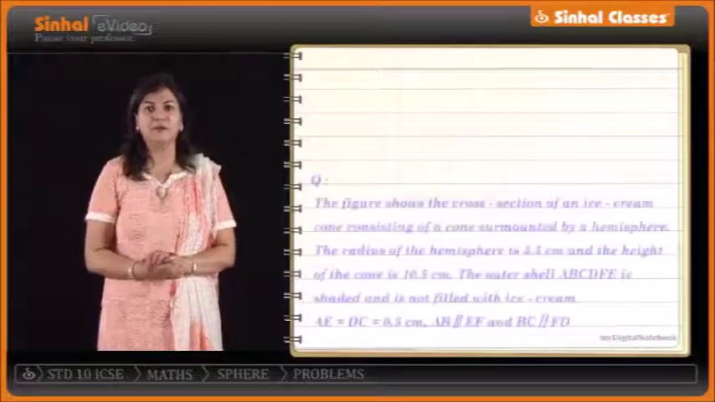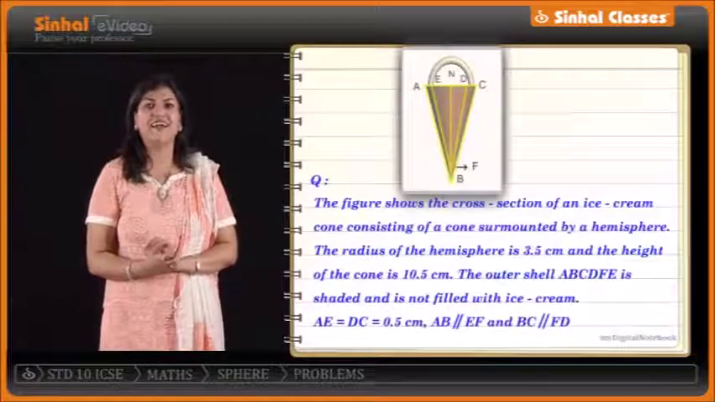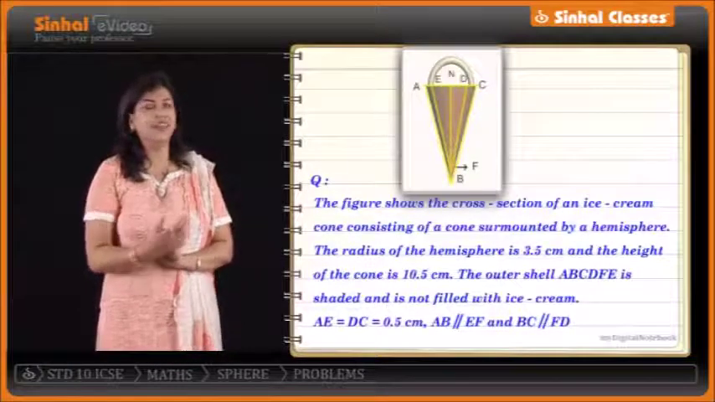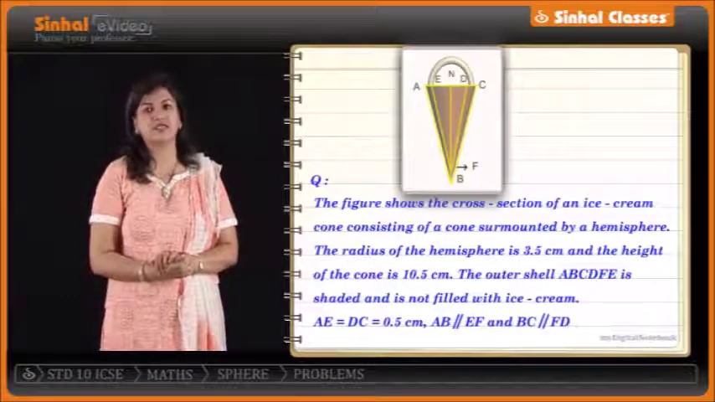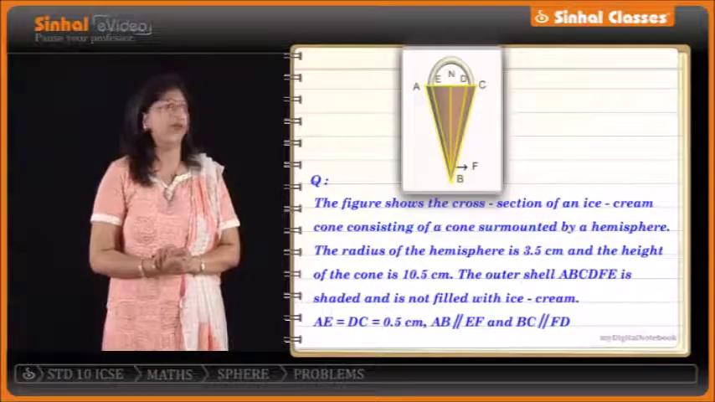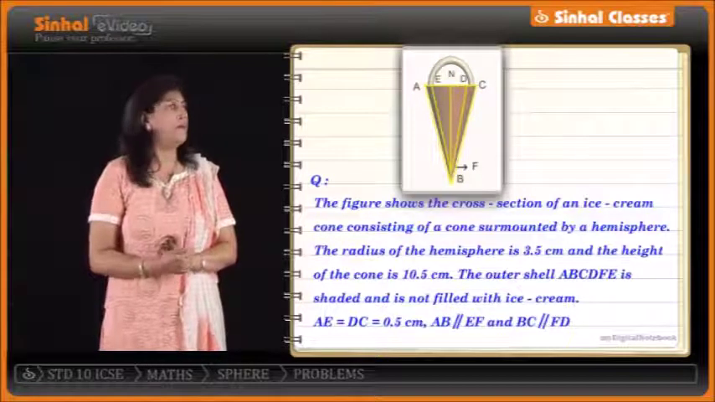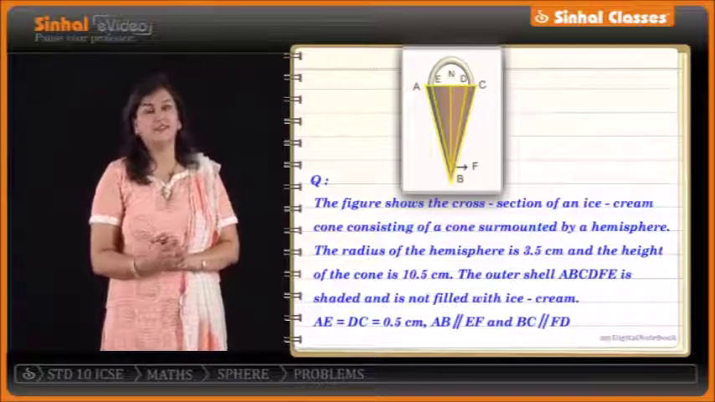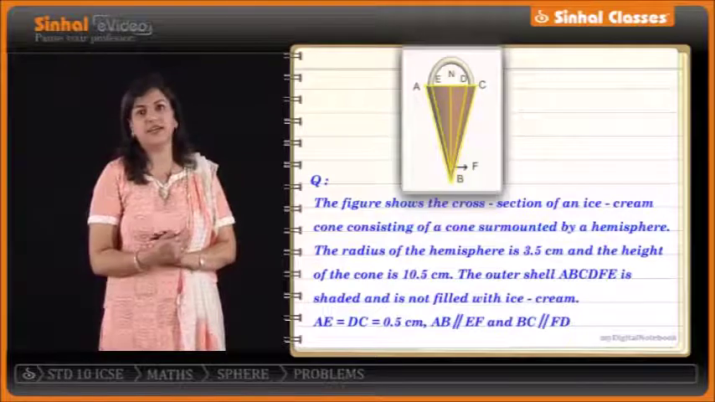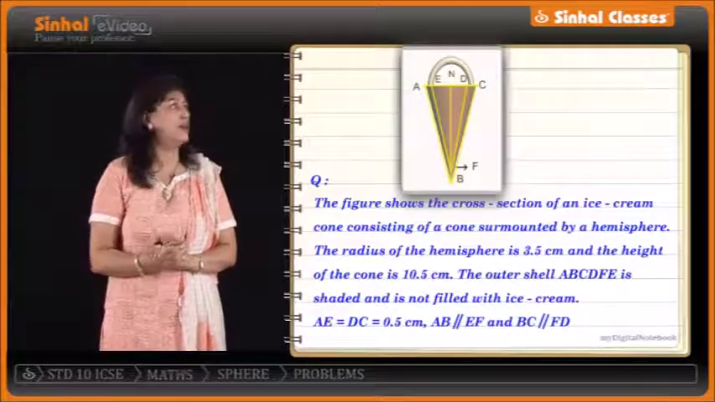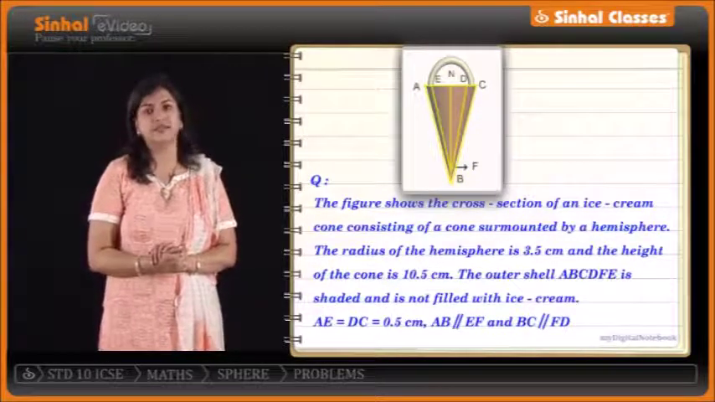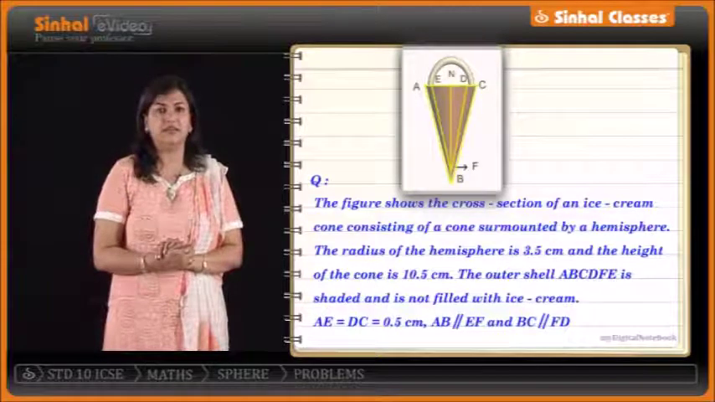Now to the next problem. Here we have an ice cream cone. The figure shows the cross section of an ice cream cone consisting of a cone surmounted by a hemisphere. The radius of the hemisphere is 3.5 centimeter and the height of the cone is 10.5 centimeter.